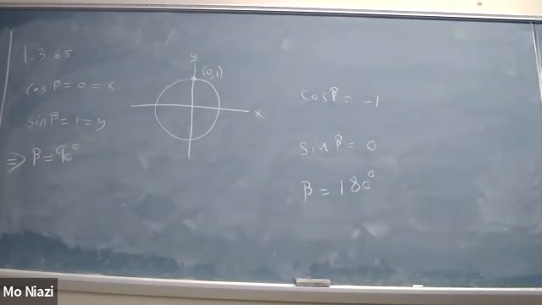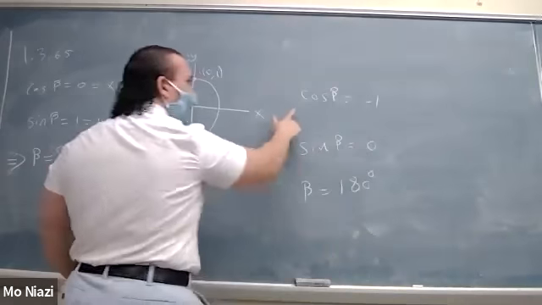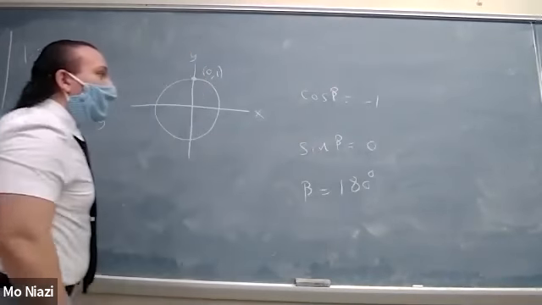I love when that happens. I get a kick out of it because A, it's funny. B, it tests your knowledge. What I want is for you to be like, no, it's 180. I'm 100% sure. That's the only position in which cosine has -1 and sine has 0.